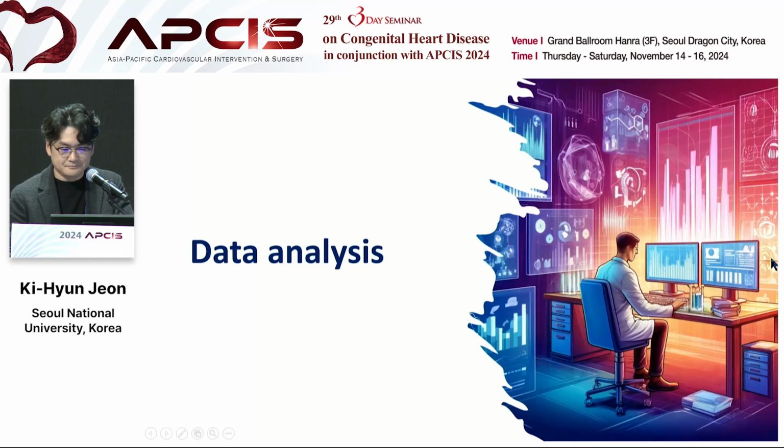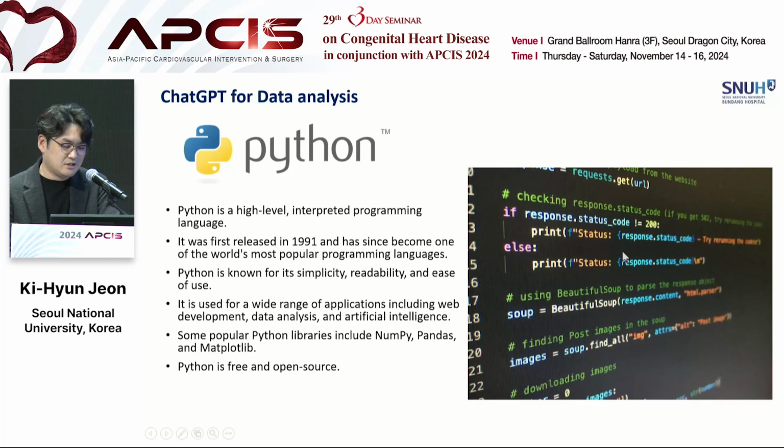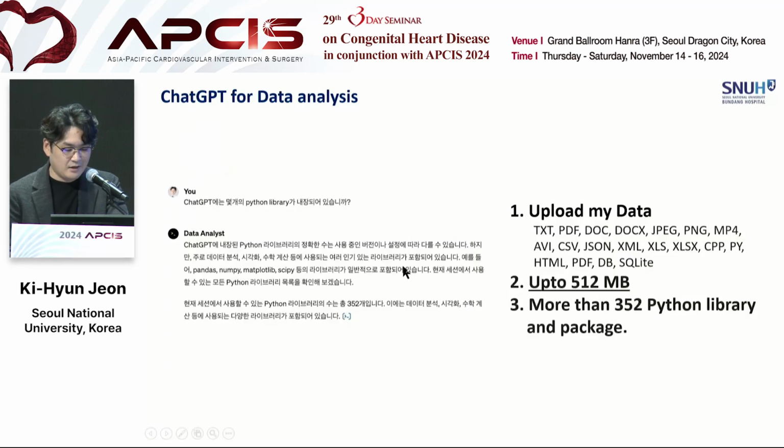Really interesting. And next is data analysis using AI tools. ChatGPT can perform data analysis using Python. Python is one of the most widely used programming languages and is specialized for managing and analyzing data. ChatGPT has over 300 built-in Python libraries, allowing us to upload and analyze our own data. Supported data formats include commonly used Excel files as well as Word, PDF, and even imaging and video data.